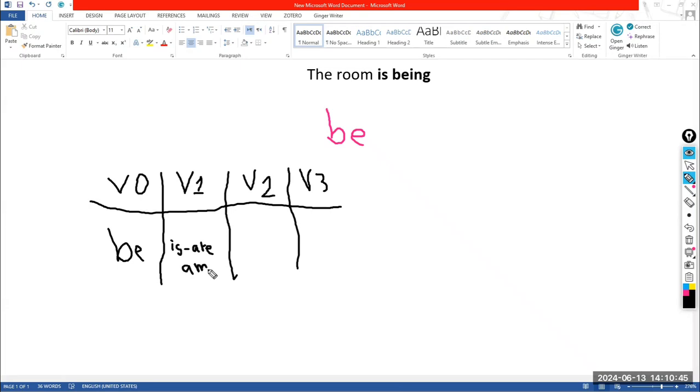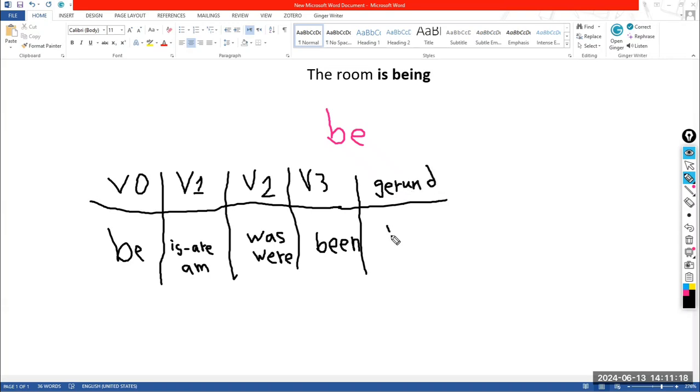This is why we used is, are. I told you in verb 2, I have to use was or were. This is the verb 2 of the verb to be. Now, the verb 3 of the verb to be is what? Do you know? No, it is been. Been. Okay. Now, the gerund of be is being. Gerund. Now being is gerund. So this is being.